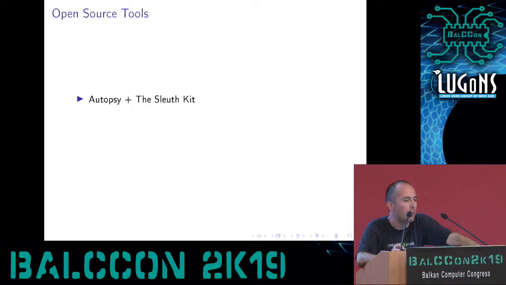There are also some open source tools available. The most widely used tool for disk forensics is Autopsy, which is, let's say, a front end to the Sleuth Kit, a collection of forensic tools. The tool that can be used to investigate volatile memory is Volatility, and networks can be investigated with Wireshark or any other network sniffer.